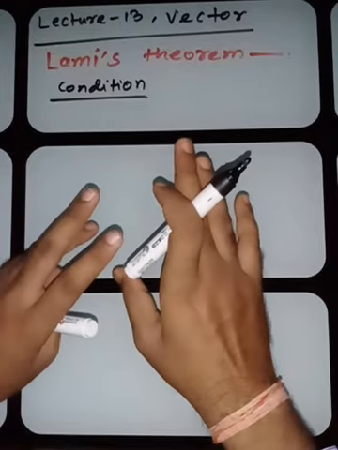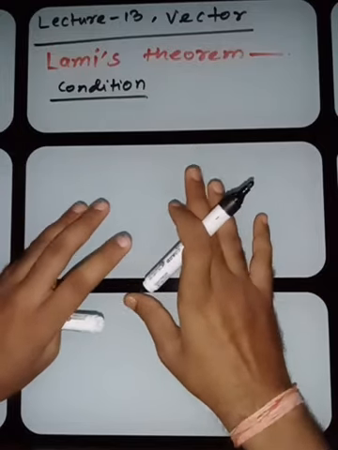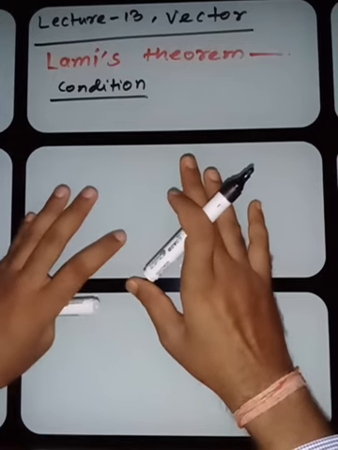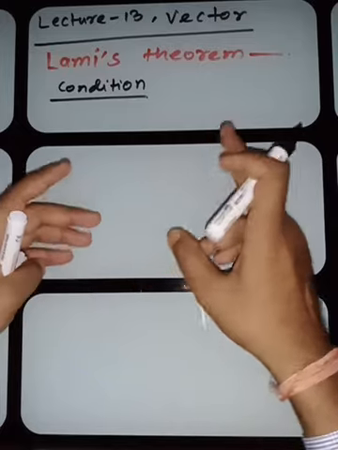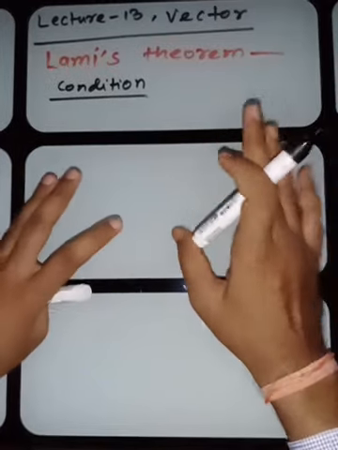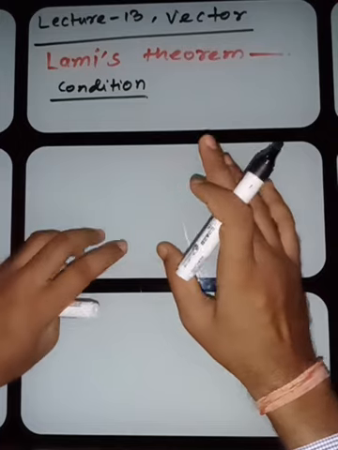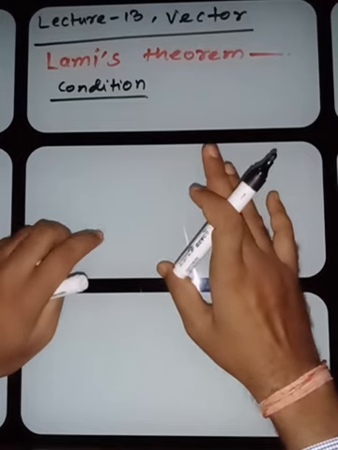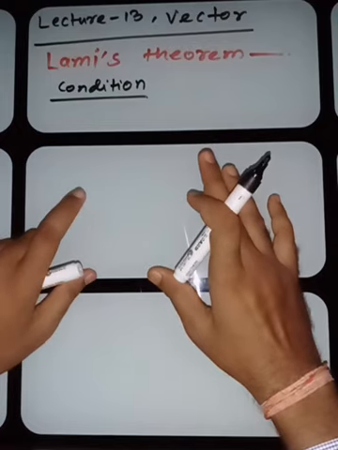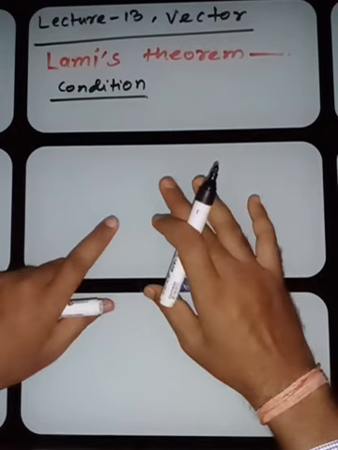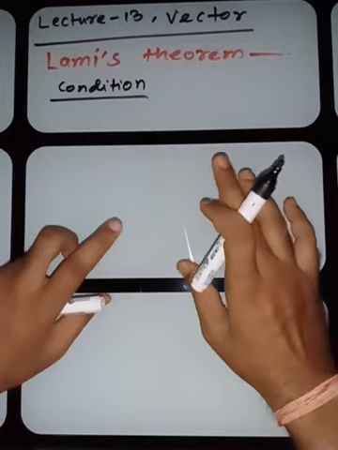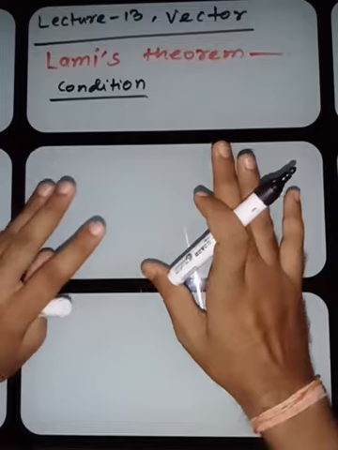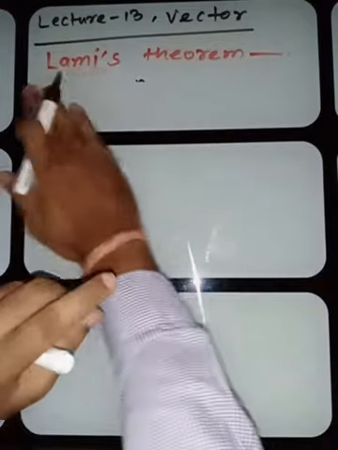Now, you should write the statement of Lamy's theorem. So the statement is, according to this theorem, under the above conditions which we have mentioned, each force is proportional to the sine of the angle between the other two forces. Full stop. This is the statement. Now we are going to study this Lamy's theorem.